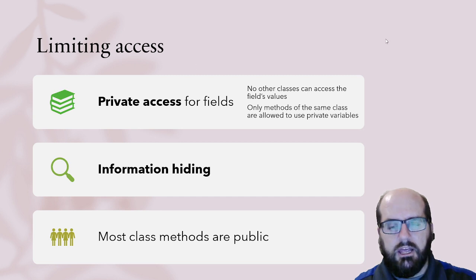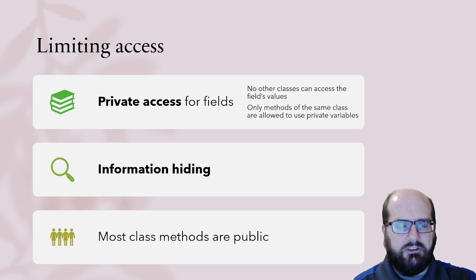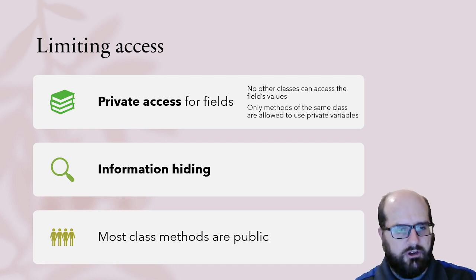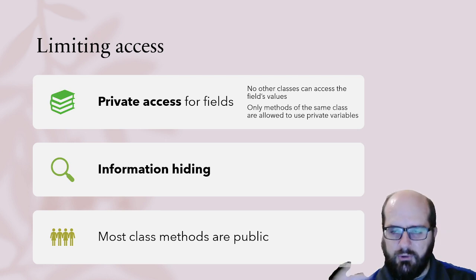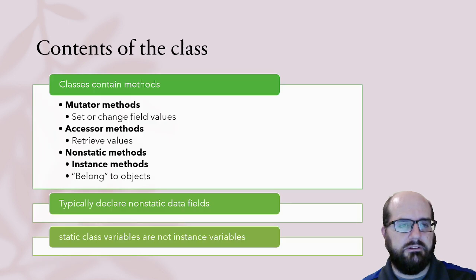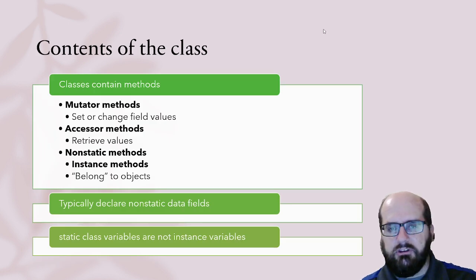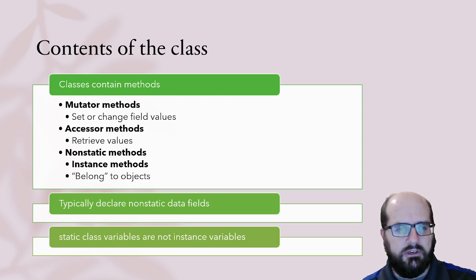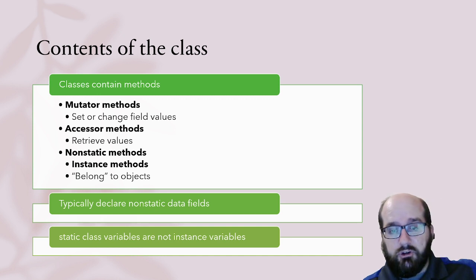All right. You generally have private access for fields so that no other class can access the field's values, and only methods of the same class are allowed to use these private variables. You can grant access to it by using get or set methods. This allows you to hide information. Now, most class methods are public because people can use those class methods outside of the class. There's a couple of methods that you need to know about. There are mutator methods where you can set or change field values. There's accessor methods, and these retrieve values.